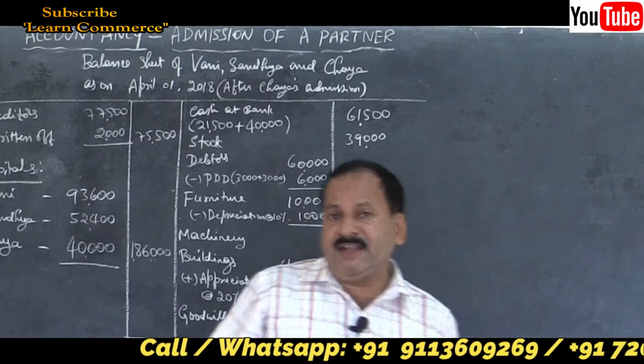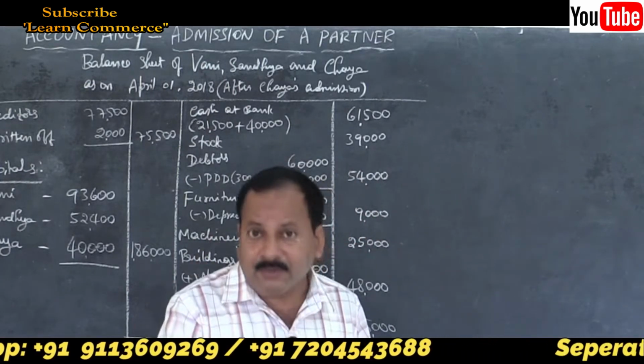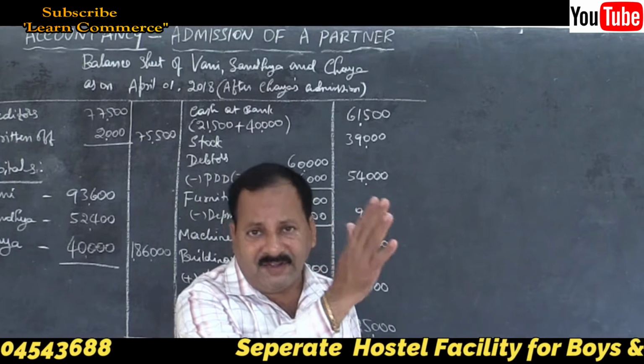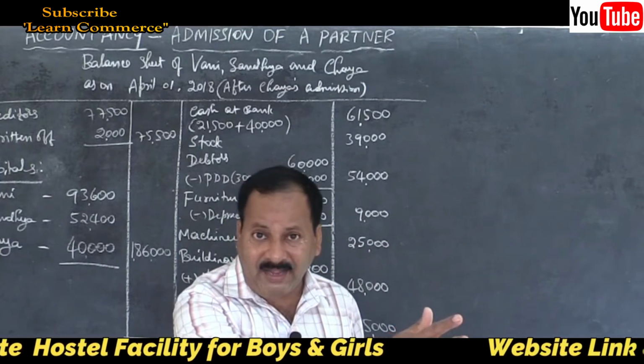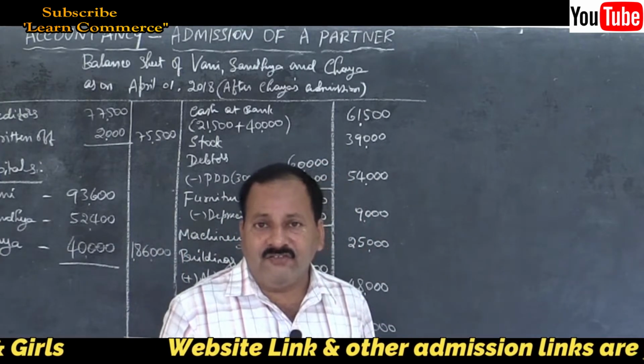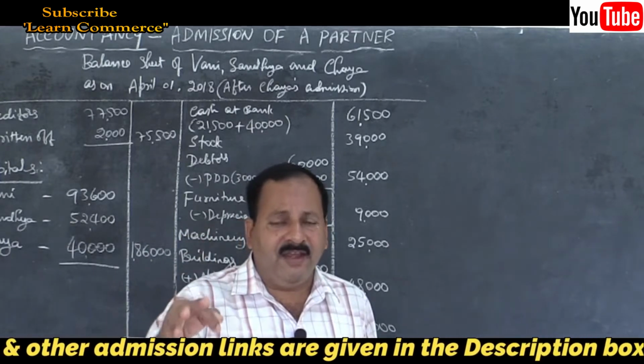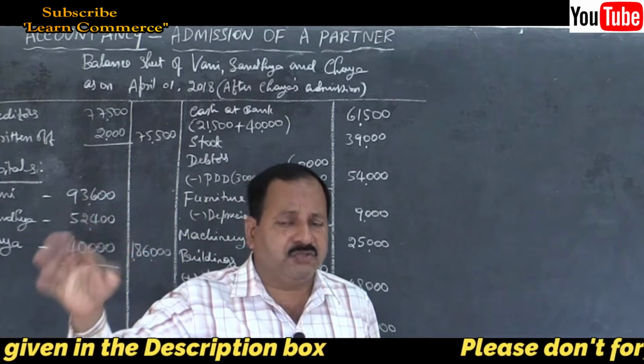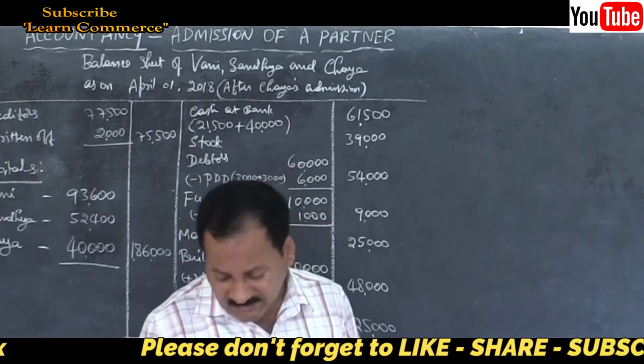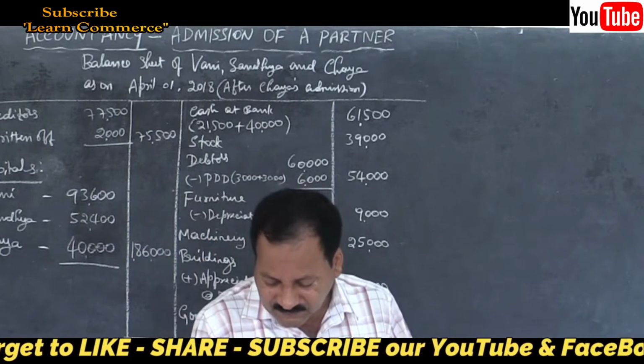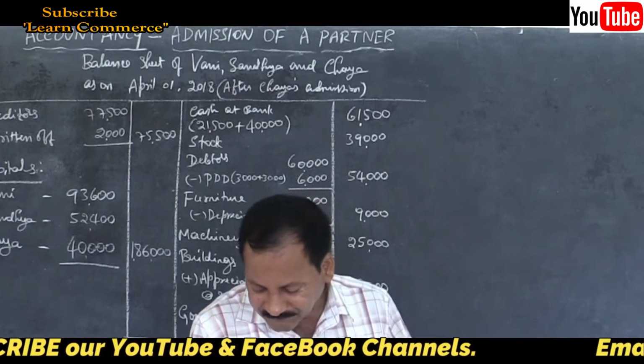So when we create additional provision, that should be debited to the revaluation account, entered on the debit side of the revaluation account. And in the new balance sheet we have to deduct straight away 10%, that is 3,200. Then we will get the net debtors. That is what we have to do here.